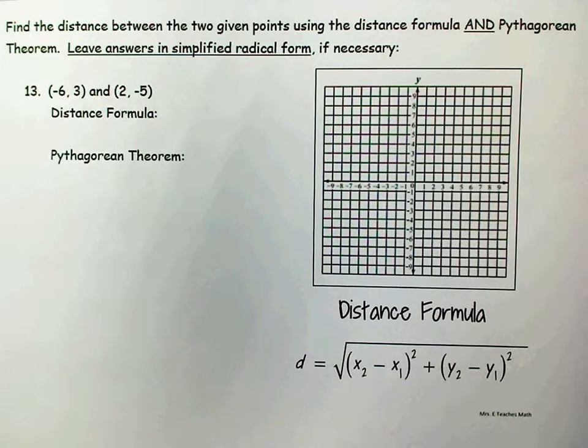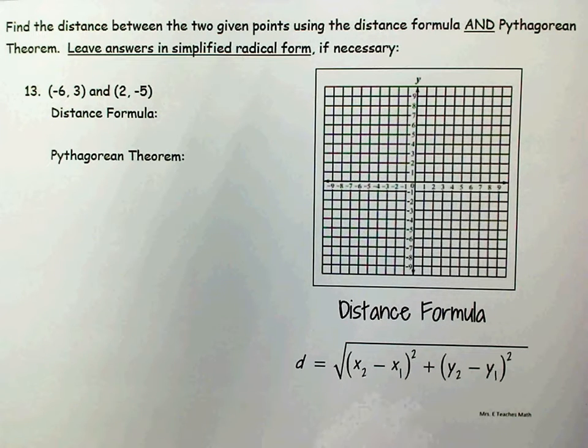On number 13, it says to find the distance between the two given points using the distance formula and using Pythagorean theorem. If your answer is a radical that contains a square root symbol, you have to simplify that radical. And we've practiced that on problems 7, 8, 9, and 10 already. So that's just a skill that you'll see over and over and over again.